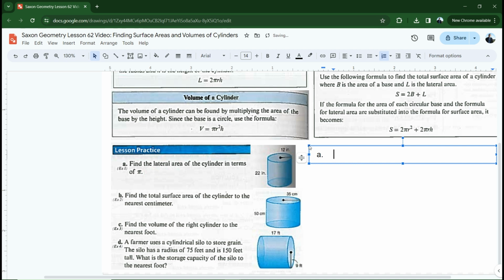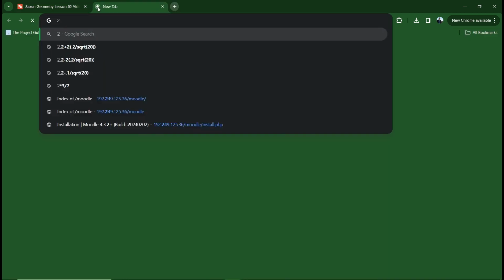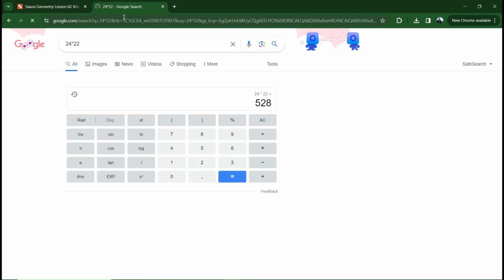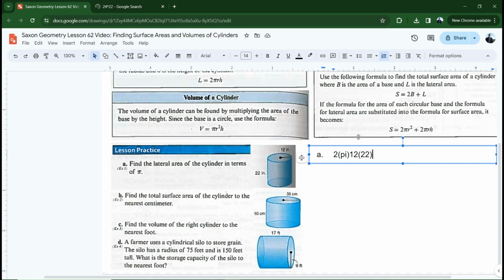So letter A is simply going to be, let's see, we need the circumference times the height to get the lateral area. So that's going to be 2 times pi times the radius of 12, and then times the height of 22. So let's see, 2 times 12 is 24. 24 times 22, I am going to plug into a calculator. Be nice if I knew that one off the top of my head. 528. So this is going to equal 528 times pi.